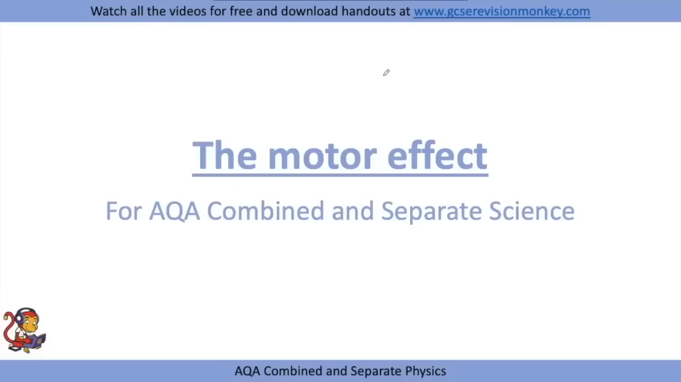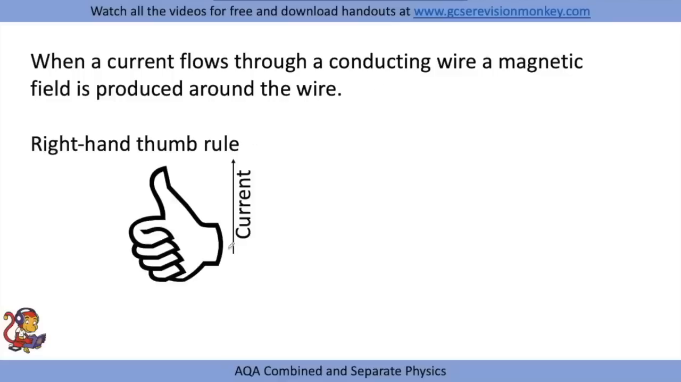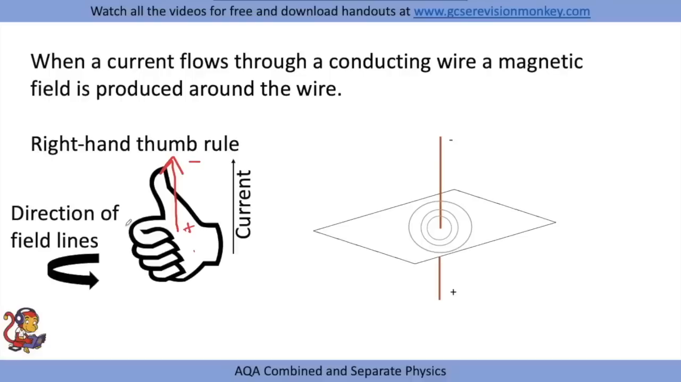The motor effect. When a current flows through a conducting wire, a magnetic field is produced around the wire. So let's have a look at the right-hand thumb rule. You can use your thumb to show the direction of current, and for example, if your thumb is pointing upwards, the direction of current will be up from positive to negative, and your fingers will show the direction of the magnetic field. So you can imagine your fingers pointing inwards like so, and importantly, it has to be your right hand that you use to do this.